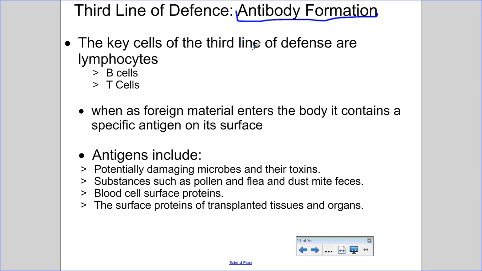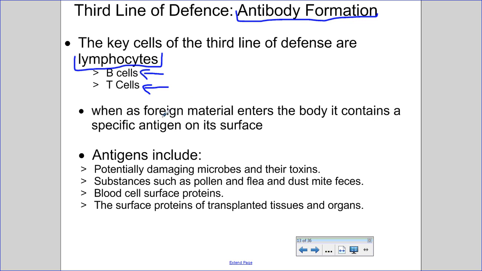So the key cells in the third line of defense are lymphocytes. These are specialized white blood cells, which can be broken down into two categories. You can have a type of lymphocyte referred to as B cells, and a second type of lymphocyte referred to as T cells.